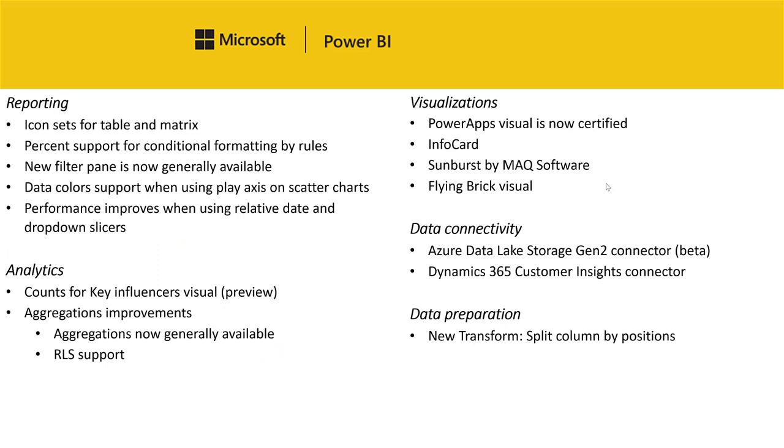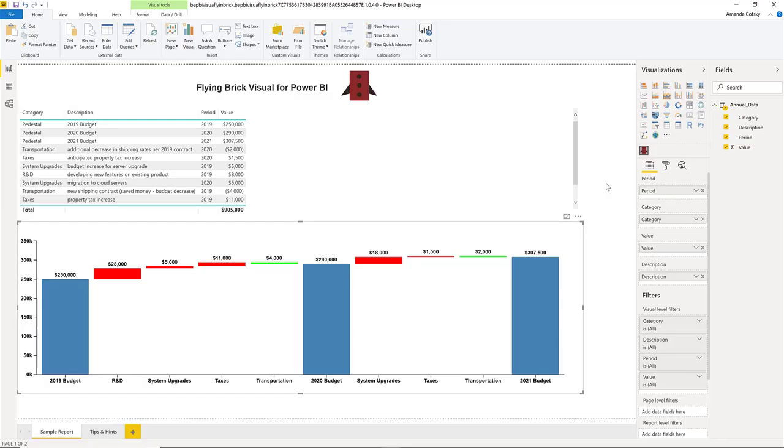Lastly, we have the Flying Brick Visual, which is a new visual in our marketplace for showing a waterfall chart. The Flying Brick Visual takes a specific format that's pretty simple and will quickly and easily create a waterfall chart for you off of that data.